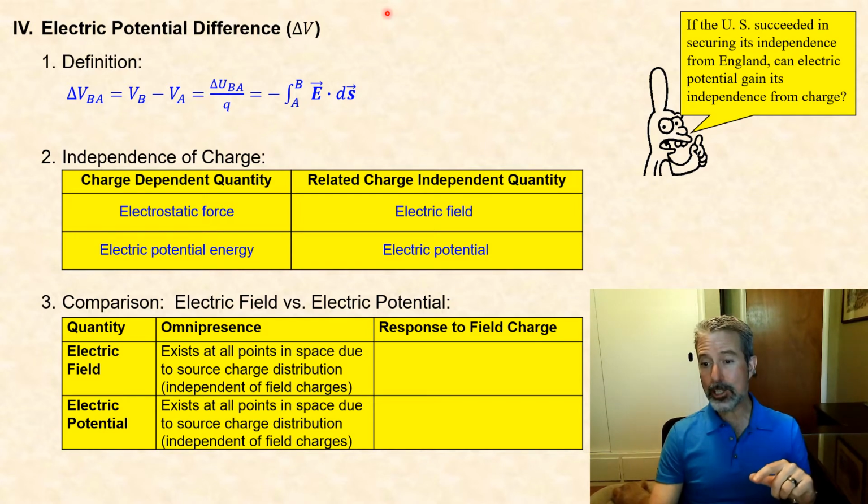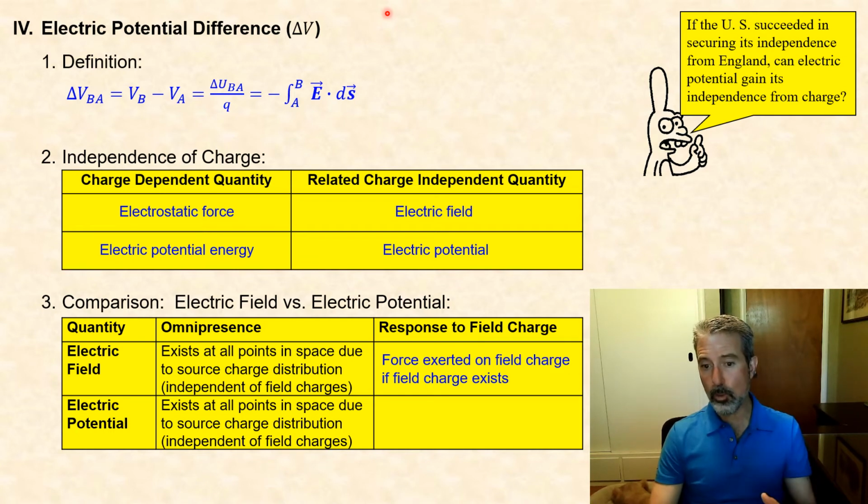If there happens to be a charge that exists at a certain point in space where the field is, call that a field point, well, then that charge will experience a force. There will be a force exerted on the field charge if a charge happens to exist there. If no charge exists, the field still does.